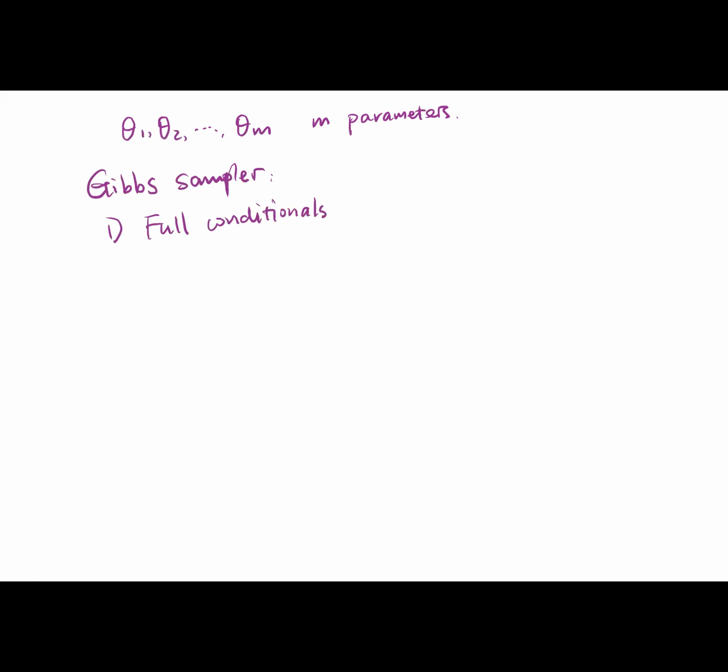So we start with theta 1, theta 2, until theta m. So m parameters. Okay, so Gibbs sampler works in this way. First of all, we get full conditionals. And notice that you have m different parameters, so you need to get m different full conditionals. And you need to recognize all of them before you can do Gibbs sampler. For the two-parameter normal case that we started this chapter with, it's a simpler case where you only have two parameters, and one of them is normal, one of them is gamma. But generalized to m parameters, this is what you're going to do. So full conditionals, m of them. This is the first step.